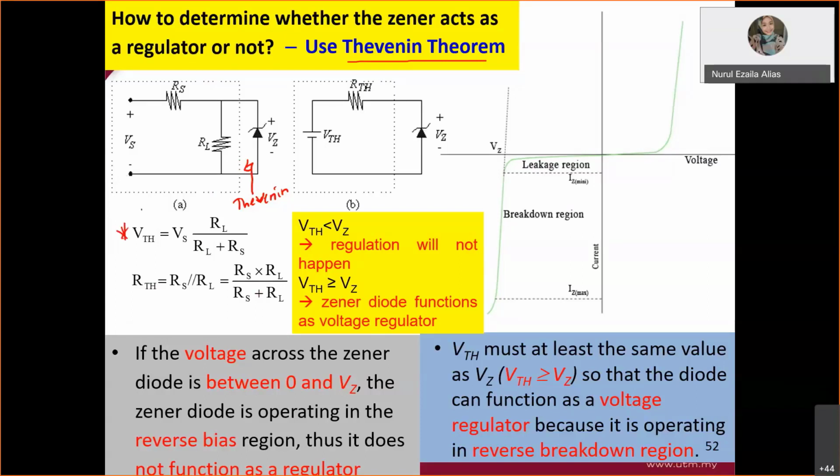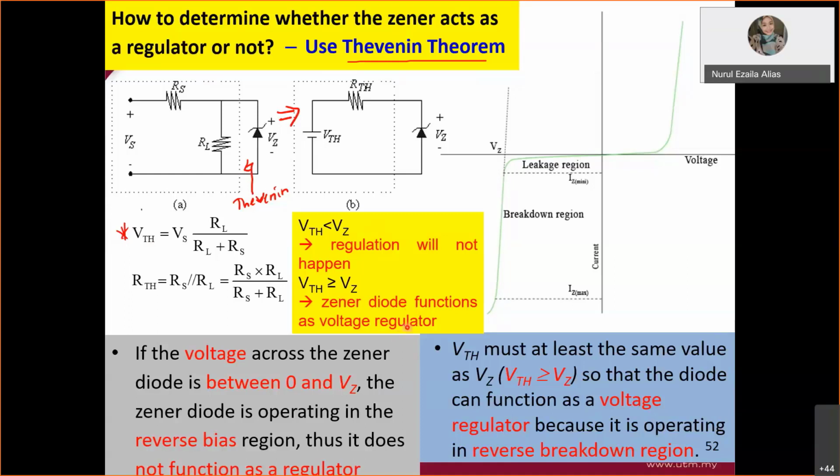How do you define whether the Zener diode regulates or not? If you redraw the circuit, you get your VThevenin and RThevenin, and this is your VZ. You're not finished yet. Usually the value of the Zener voltage will be given. For example, in this question, given Zener voltage 10 volt, determine whether the Zener diode regulates or not. From your calculation of VTH just now, if your VTH value is less than the VZ given, it means your Zener diode doesn't regulate, and regulation does not happen during that time. If your VTH is greater than or equal to the VZ given, your Zener diode functions as a regulator. It means your Zener diode is regulated.